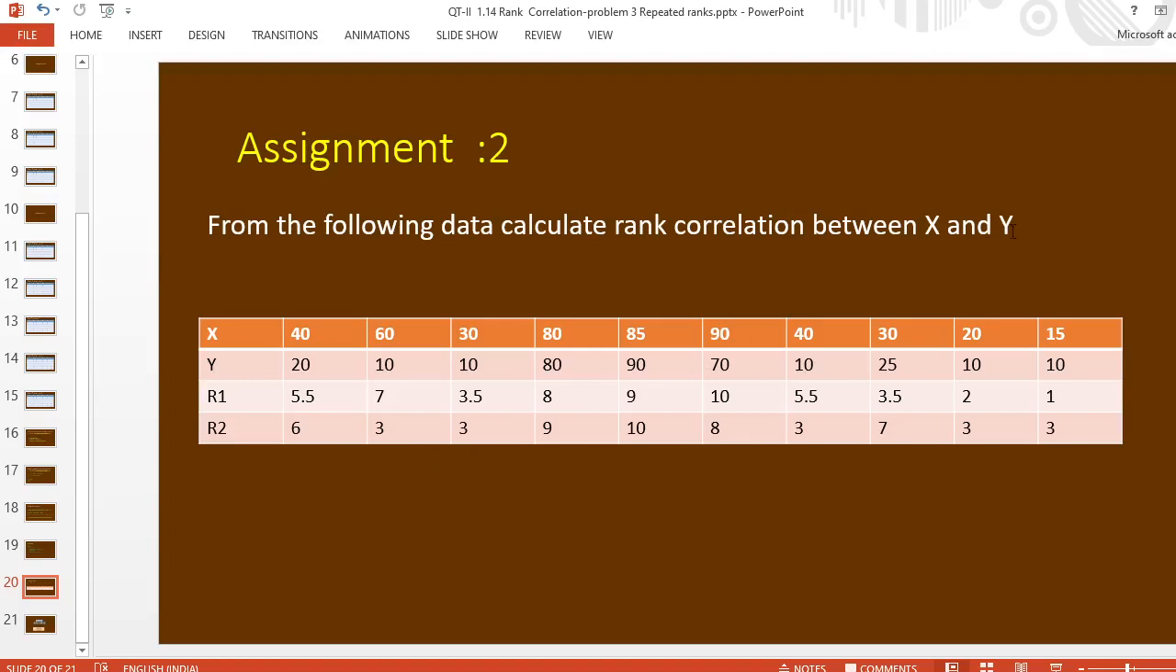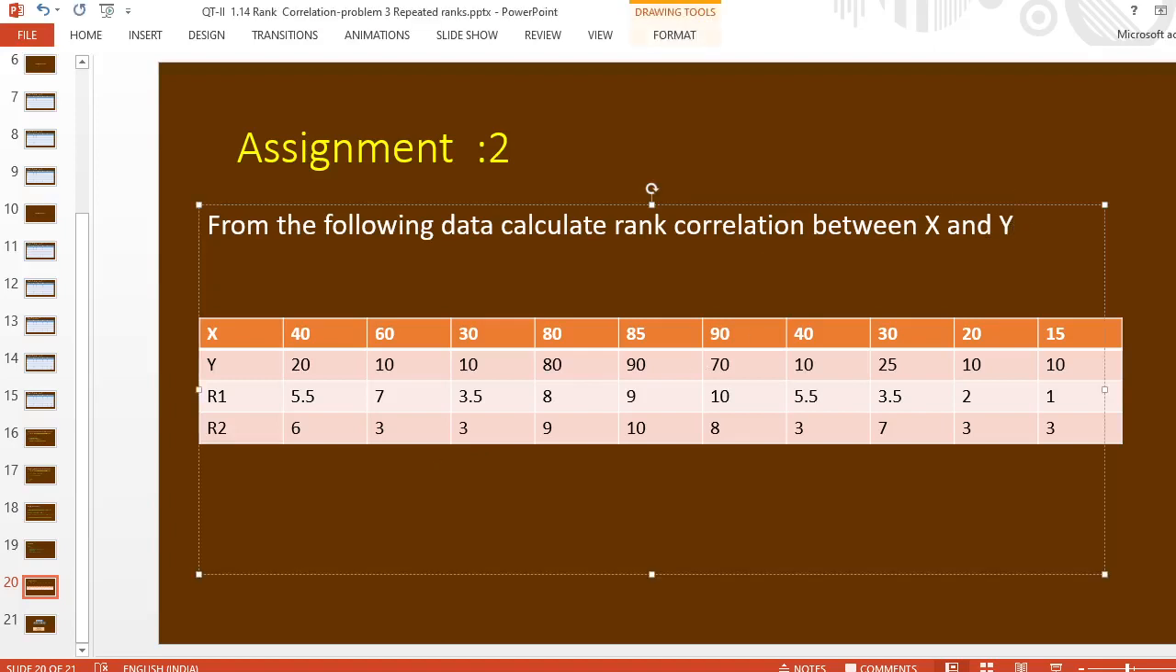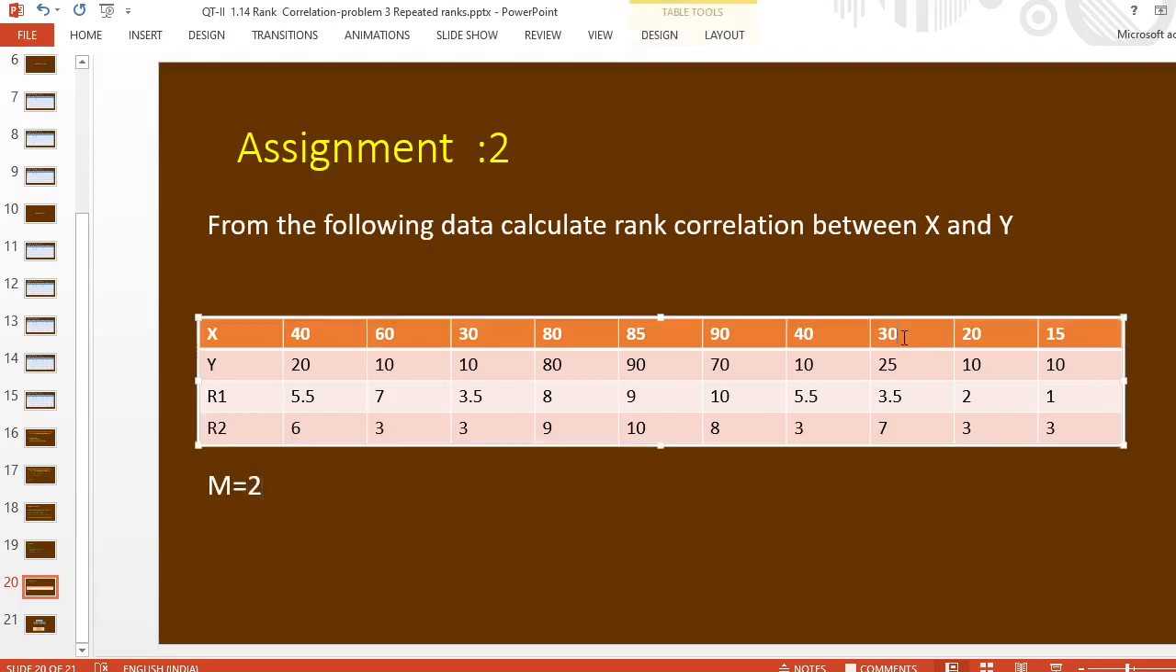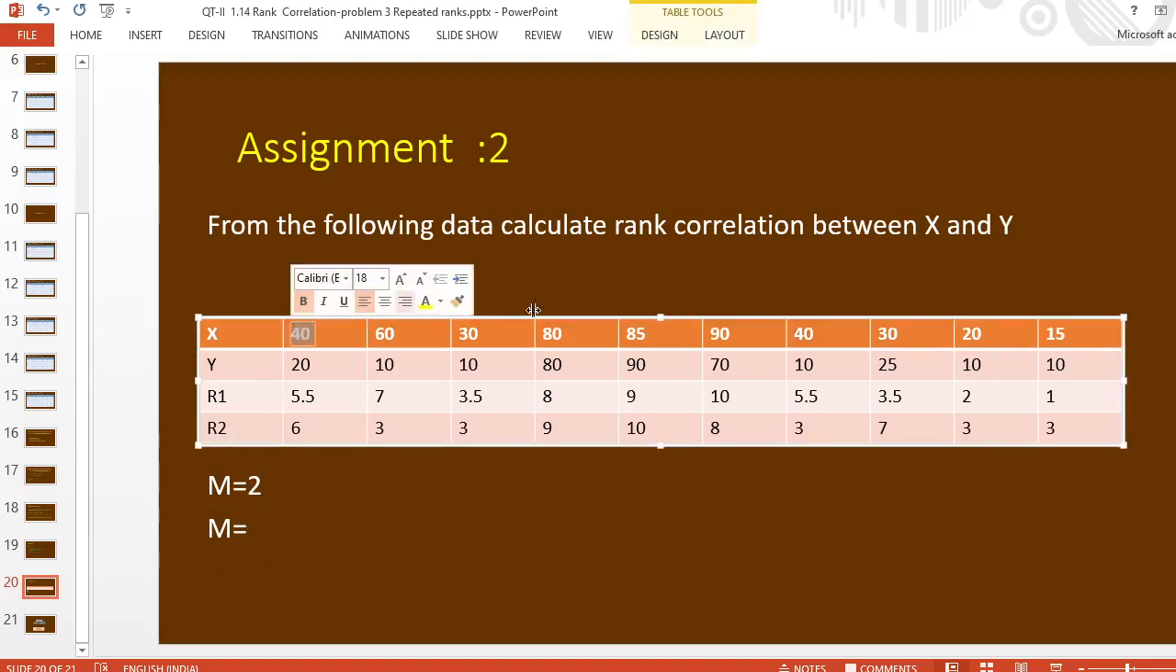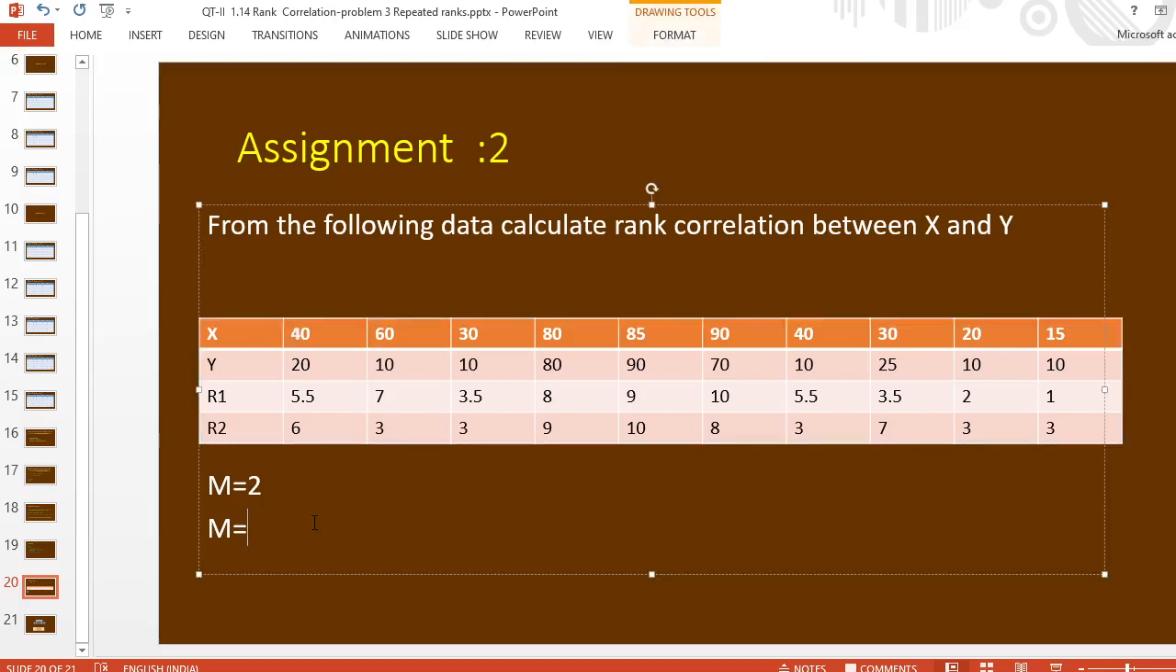In the formula, we take 3 times 1 by 12 into m cube minus m. So the first time you consider the m value, it should be equal to 2 as far as this 30. Since 30 is repeated twice, we take the m value as 2. The second time we consider the m value for 40. Again 40 is repeated twice, so the m value should be equal to 2.